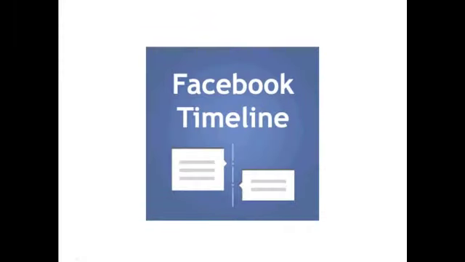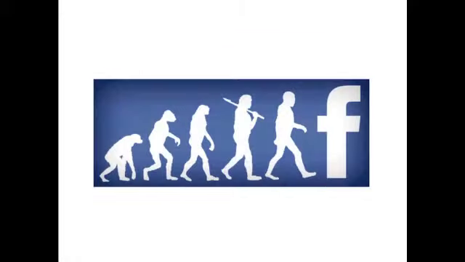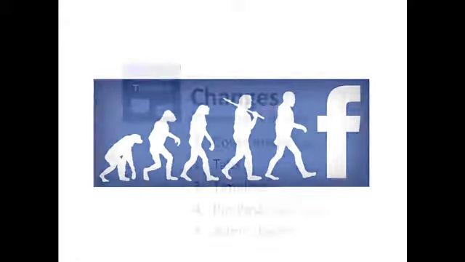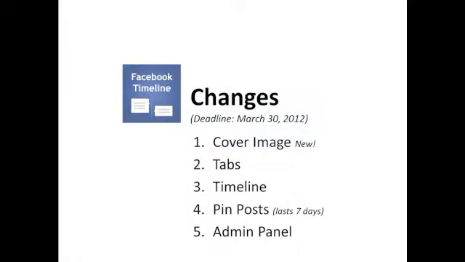Good luck. Facebook timeline is one of those changes that we're just going to have to get used to. It's been kind of interesting for us at Straight Talk, but Facebook, as we know, is evolving and we have to learn to adapt because that's where our members are. There are 5 main changes that all co-ops that have business pages on Facebook have to make by March 30th, 2012. It's not much time.